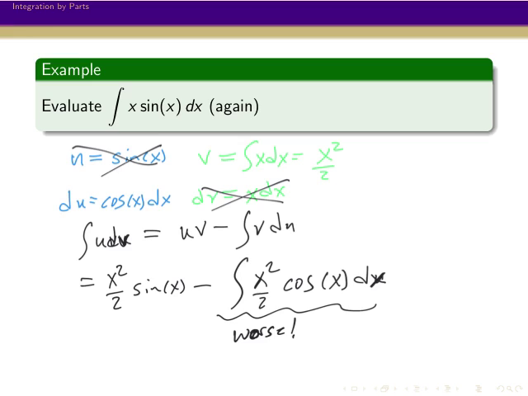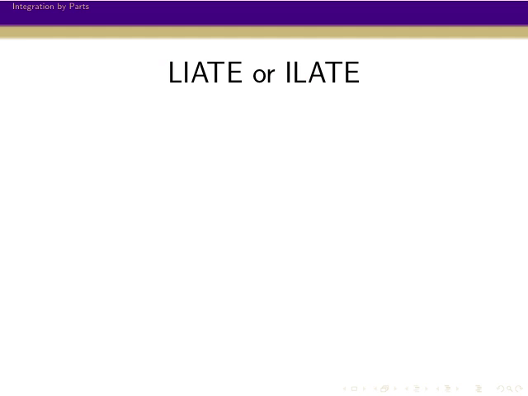So how you pick your u and how you pick your dv are very important in terms of doing integration by parts. If you pick them poorly, you will end up with something worse than what you started with. Right? So how do you choose what should be u and what should be dv? And so the mnemonic device for this is there's two forms of it, either LIATE, L-I-A-T-E, or ILATE.